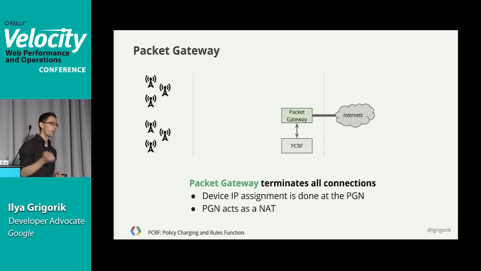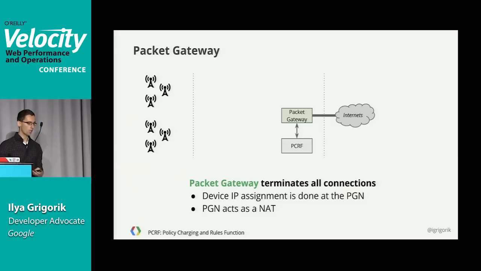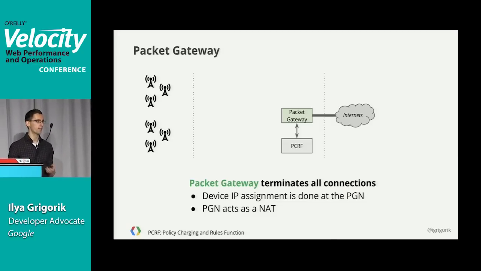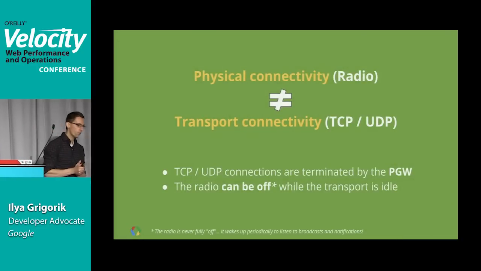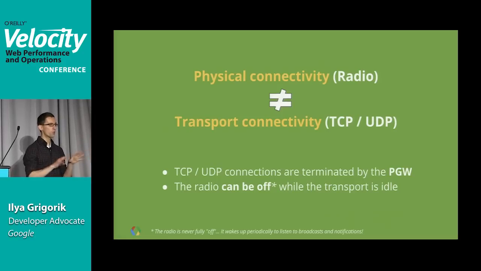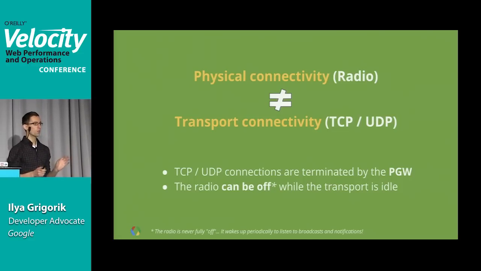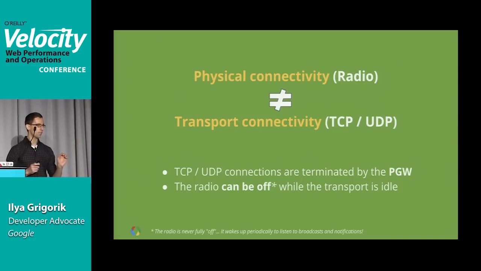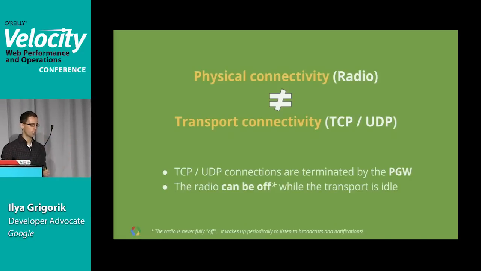And it's the device that terminates all of the connections, the TCP connections, the UDP connections, and so forth. In fact, it's basically a NAT. The reason this is important is that the physical connectivity and the transport connectivity at the TCP or UDP layer are two completely independent concepts. Your radio can be off, meaning it's idle and sitting in my pocket, and the TCP connection is still active, right? I think there's a lot of confusion here. Your phone doesn't need to be on for the TCP connection to be alive. So there's no reason to try and keep the connection alive.